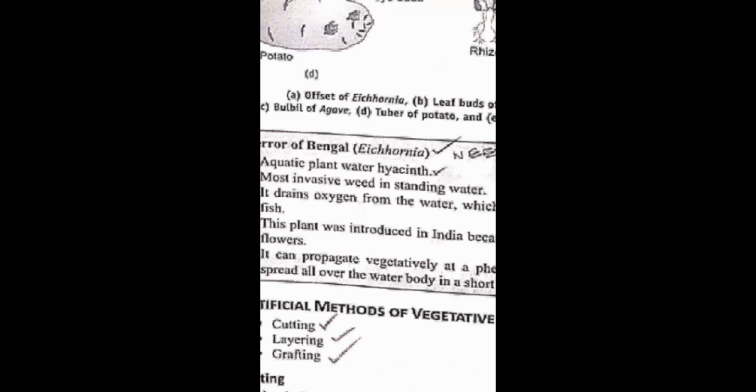So what happens is it completely covers the water surface. Then the sunlight does not penetrate into the water, because it completely traps the water bed. As a result, the aquatic animals do not get light as well as oxygen. As a result, the biological oxygen demand, simply called BOD, rises. It drains oxygen from the water, which leads to the death of the fish.